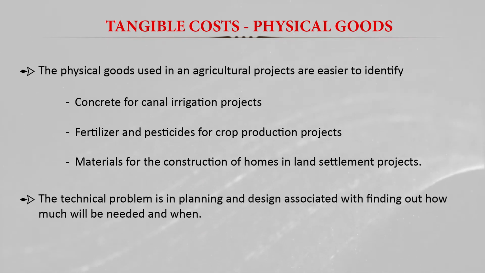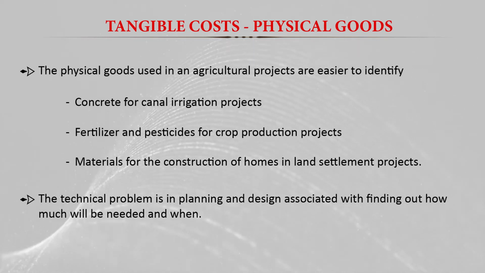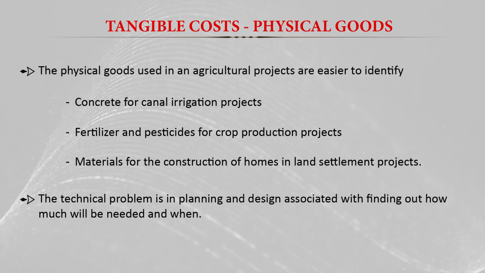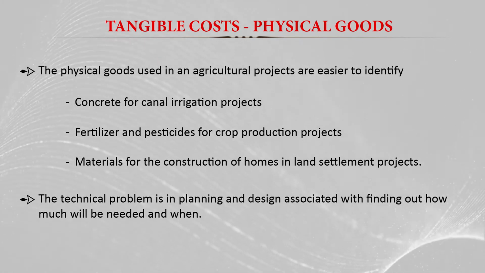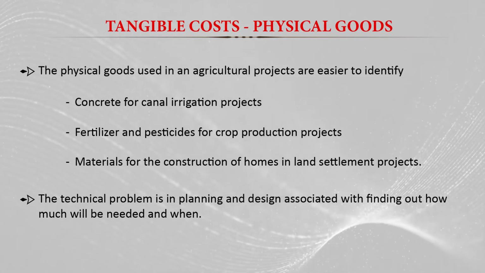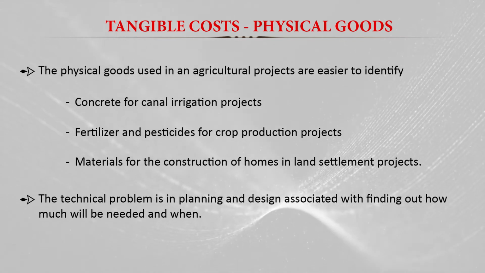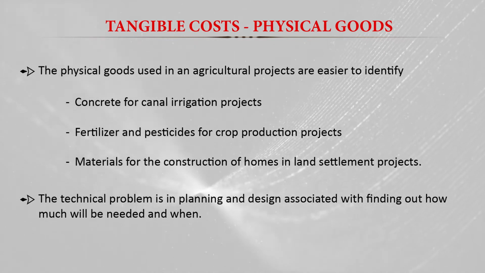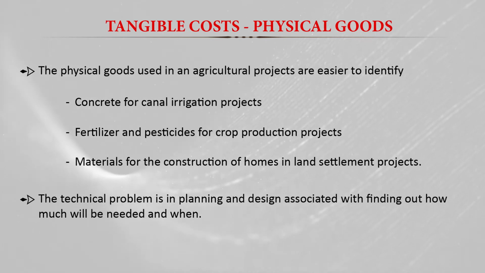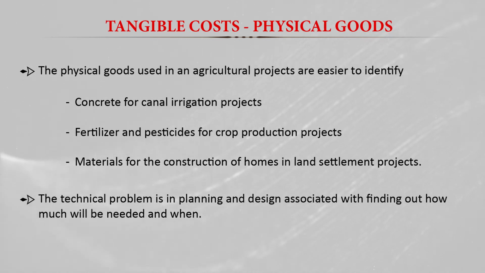But here there is one technical problem. The technical problem is in the planning and designing, associated with finding out how much will be needed and when. Sometimes we cannot easily estimate how much of the physical goods will be required while implementing the project. So this is one technical problem when we value physical goods as a tangible cost in the project.